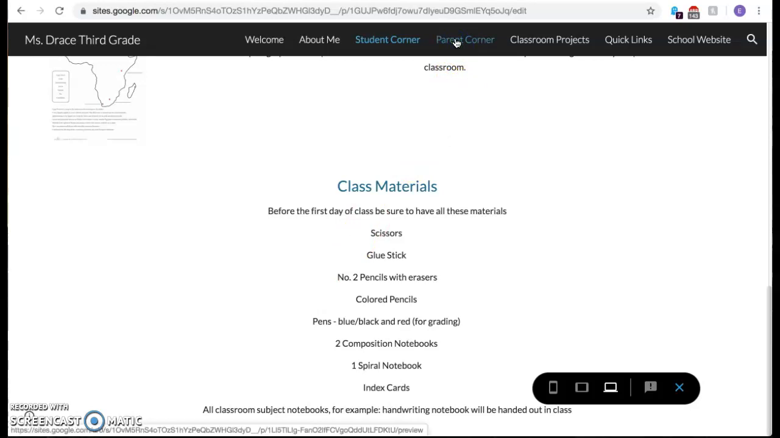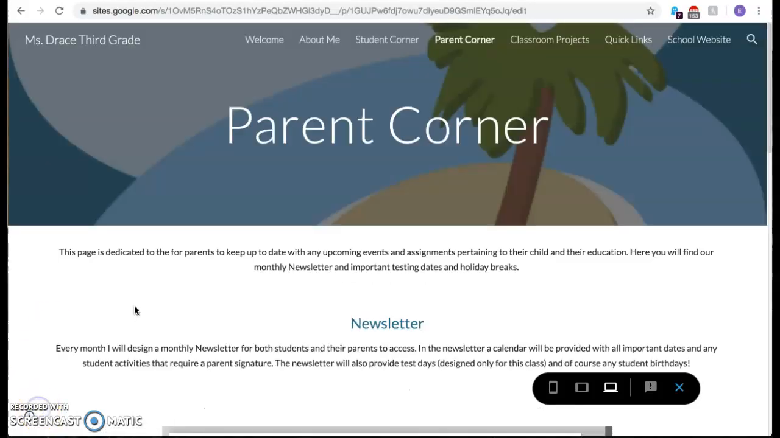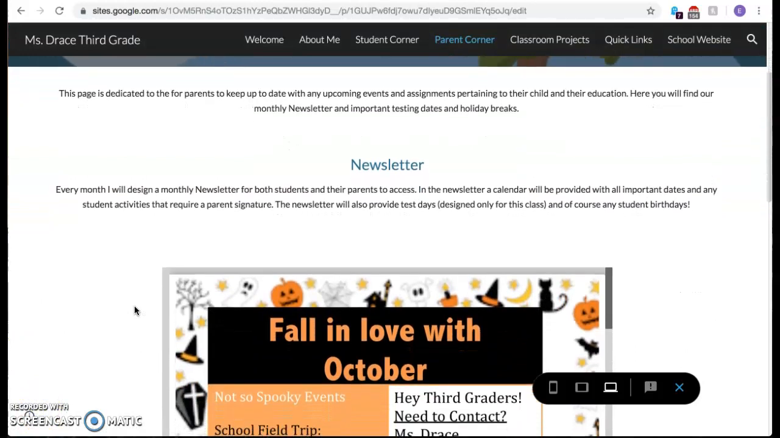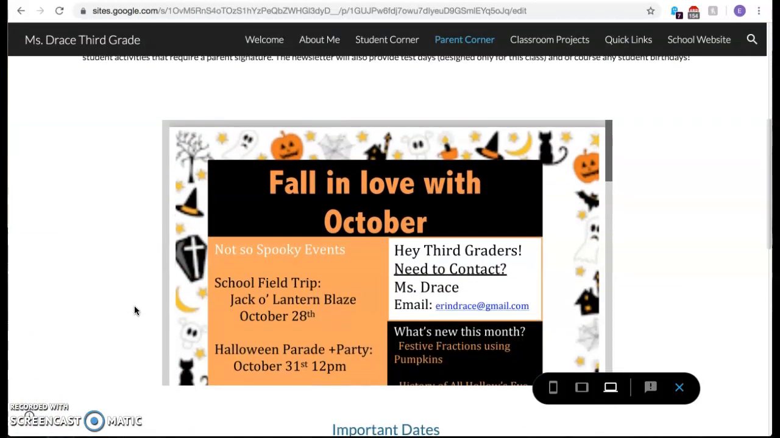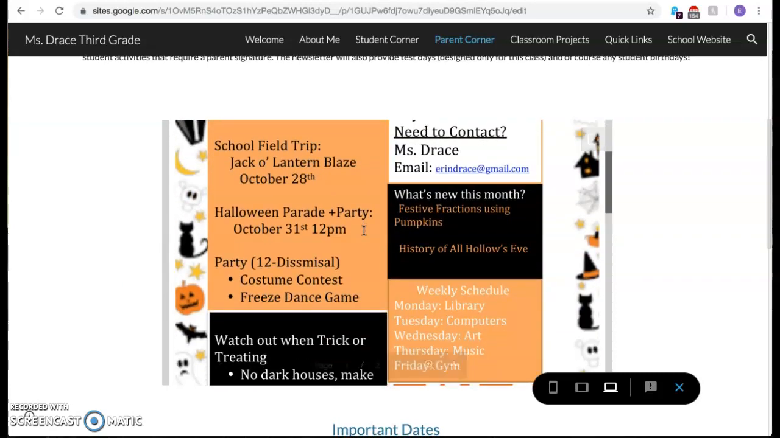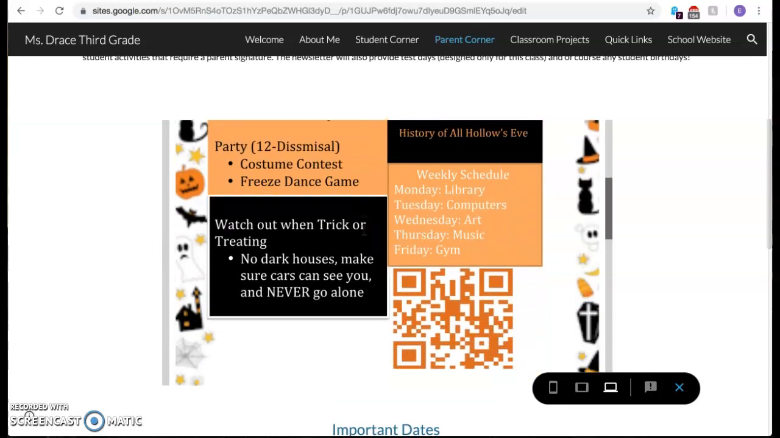Parent Corner is dedicated to where all the parents can find out all information that the students might not be able to clarify during class. The parents will find that there's a newsletter I will put up for each month. I used October in this example just to see what upcoming things are for the month and important dates that they can follow.